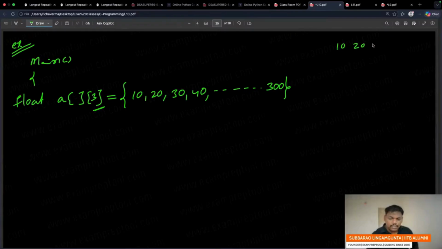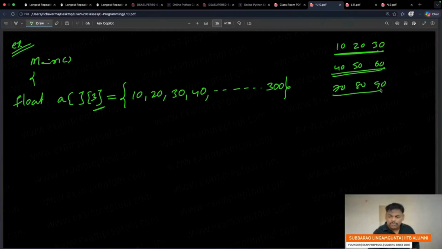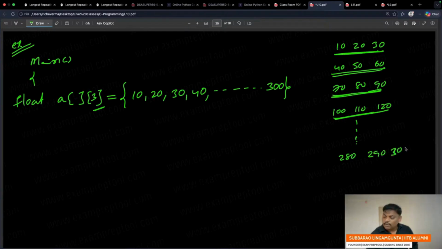Now see this one. 10, 20, 30. When he got to know three elements are over, 1 row is over. Then he will shift to the next row. 40, 50, 60, 3 elements once again over. You will shift to the next row. 70, 80, 90. Next row. 100, 110, 120. Next row. So like that they will go. If you observe clearly, lastly 280, 290, 300. So something like this.